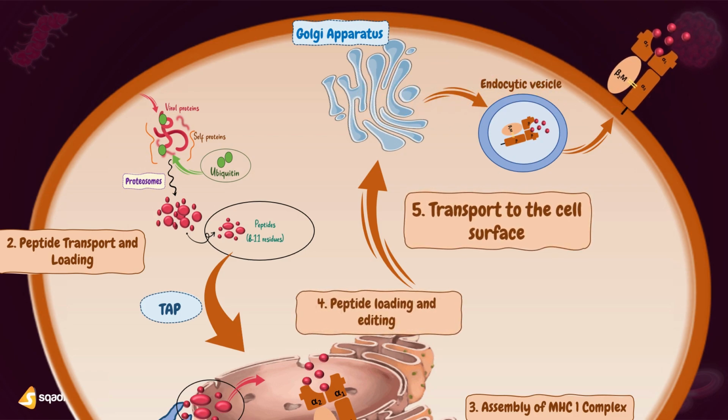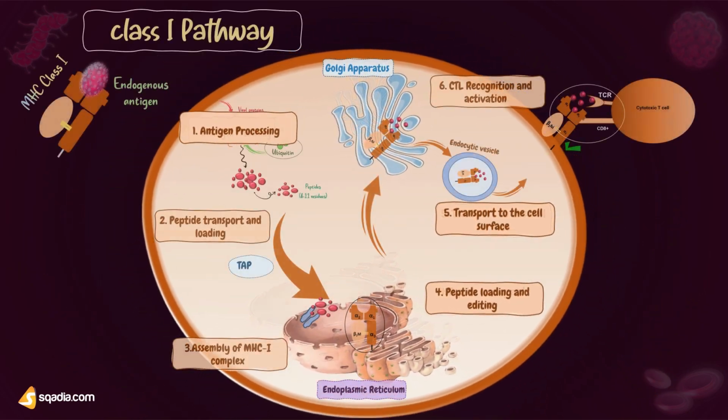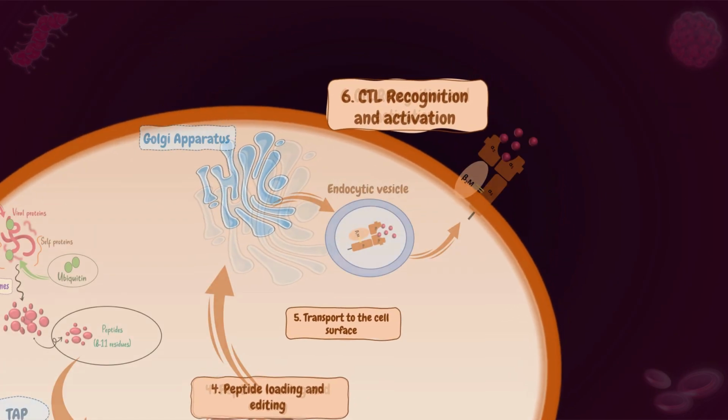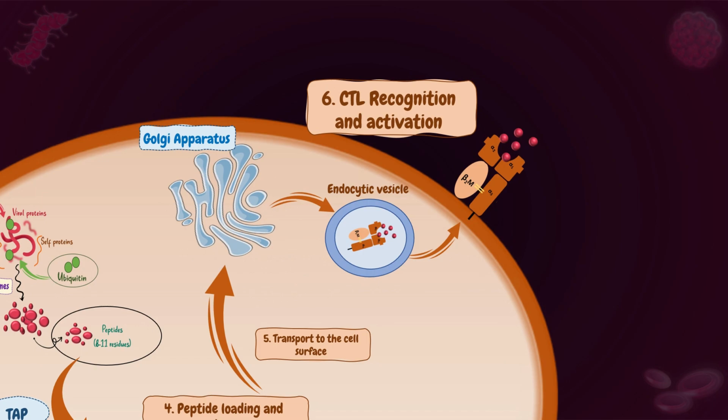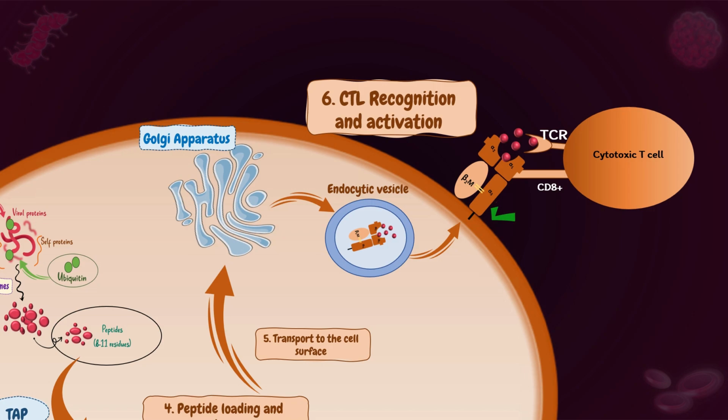Now, the last step that is triggered by the surface adhesion of MHC antigen complex is CTL recognition and activation. So now, when the MHC-I molecule with bound antigen is presented on the surface of infected cells, the cytotoxic T lymphocytes or CTLs recognize that bond through specific TCRs that are found on their surface. So, when a cytotoxic T lymphocyte or CTL encounters a cell displaying a foreign peptide on MHC Class I, the TCR binds to the peptide MHC complex.